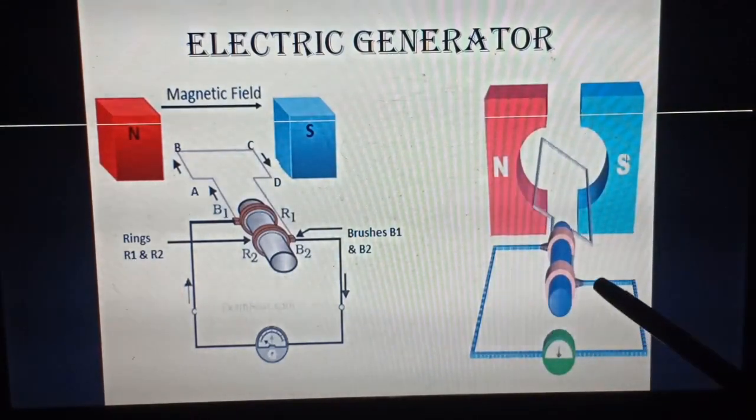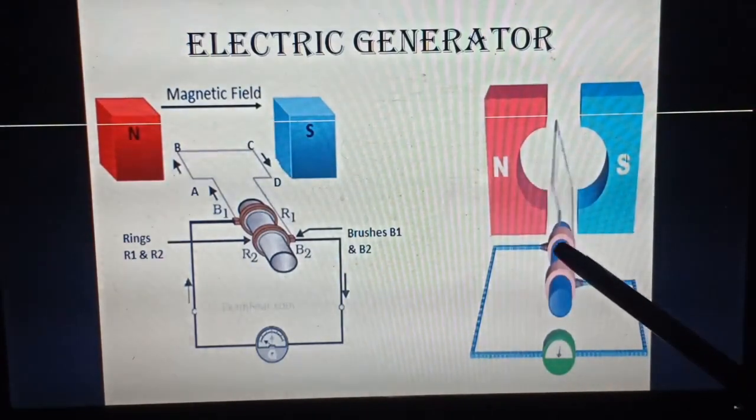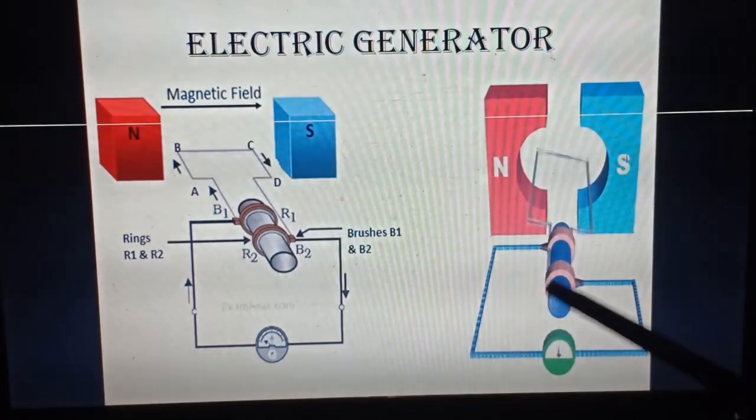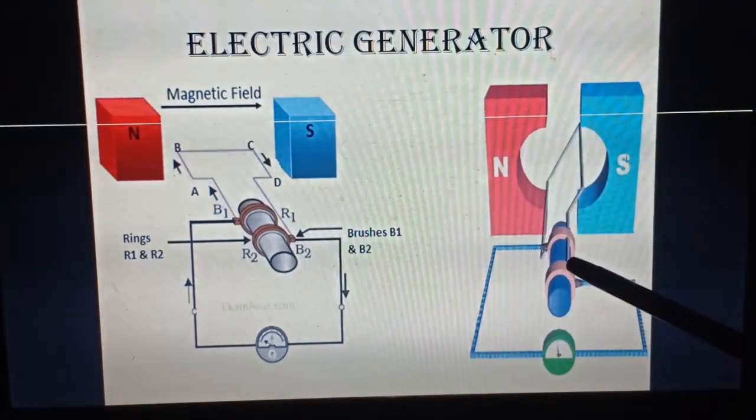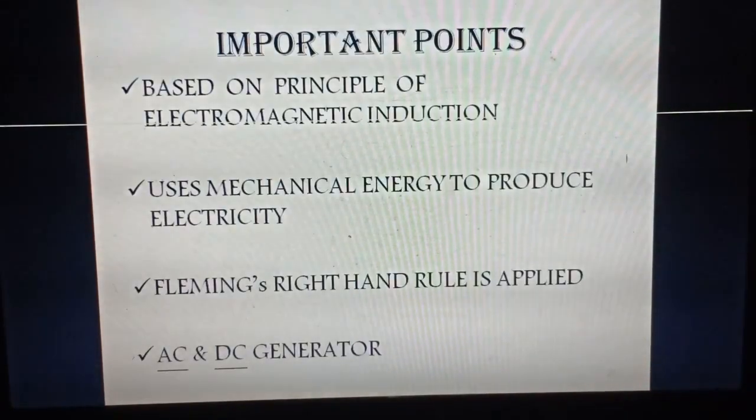So if we use a commutator over here, instead of slip rings, by using that kind of arrangement, an AC generator can be converted into a DC generator.